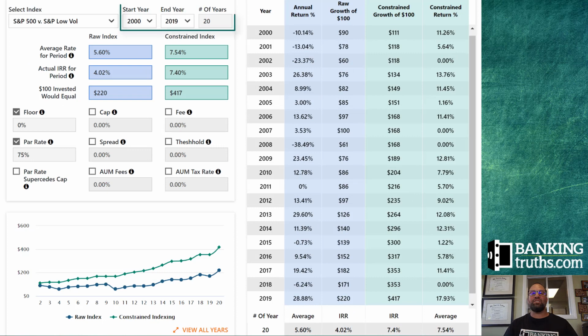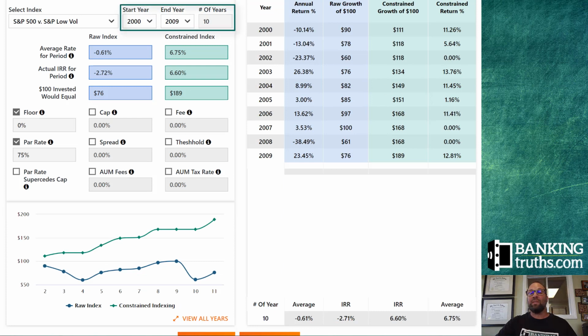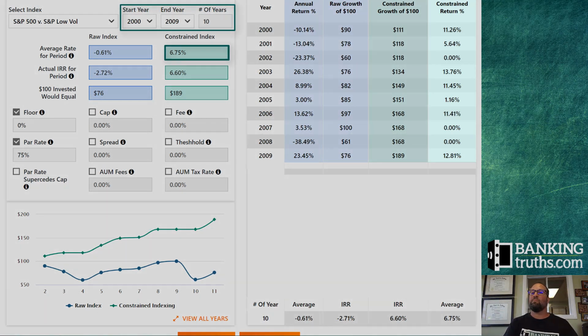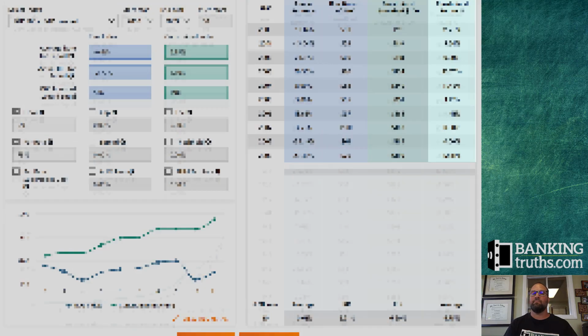And when we isolate just the last 20 years, the last decade and the last decade, it's just crushing the raw index the entire time. And our average is 7.54. Even if we just isolate the last decade by itself, 2000 to 2009, things look pretty good at 6.75. And look at the returns over on the right. Yes, there's some zeros, but there's some pretty nice returns along the way.